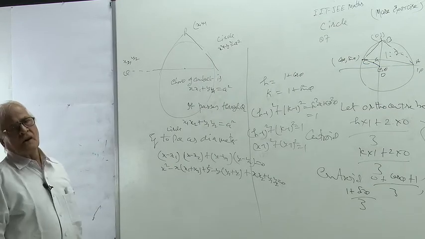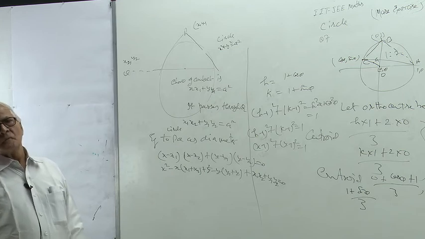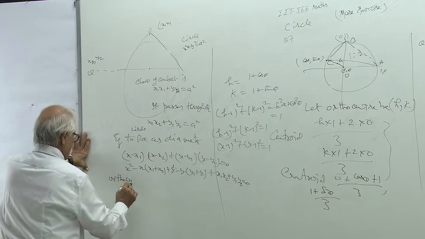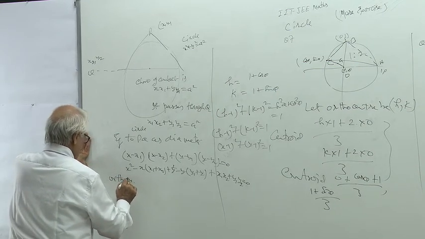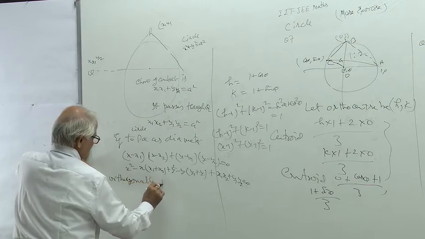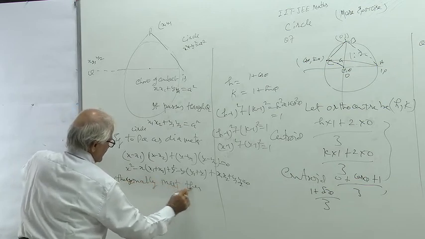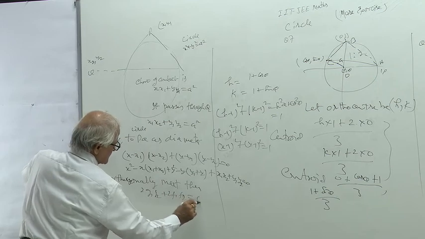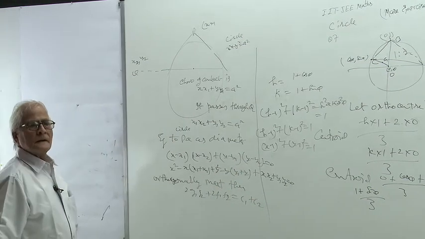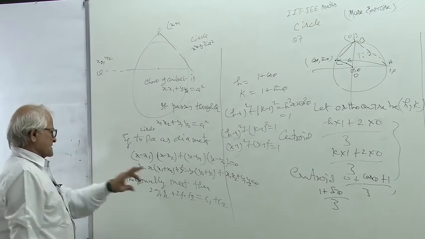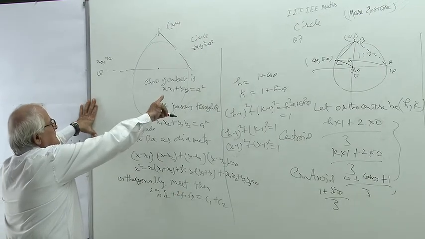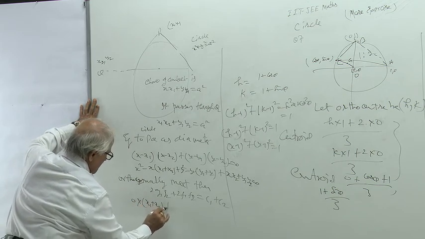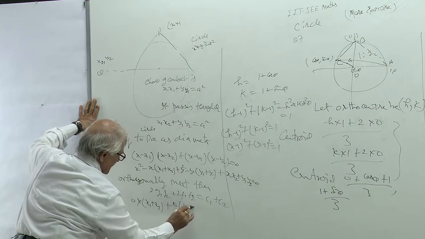Now if this cuts orthogonally, then 2 g1 g2 plus 2 f1 f2 is equal to c1 plus c2. We know this formula if they cut orthogonally. Now put the values. Here g is 0, so 0 into (x1 plus x2), and 0 into (y1 plus y2).